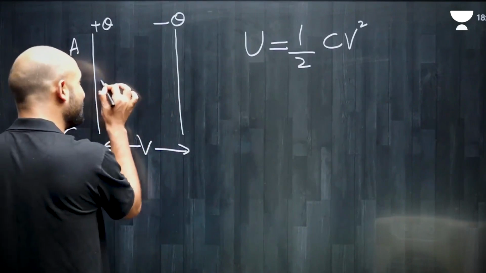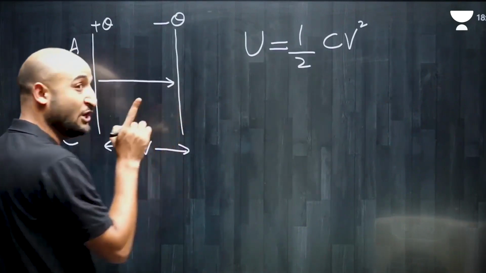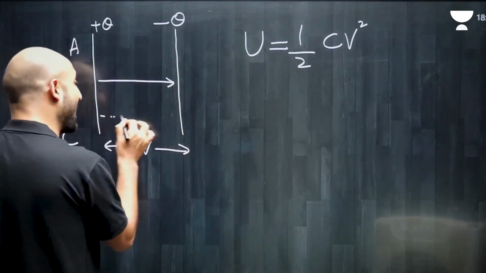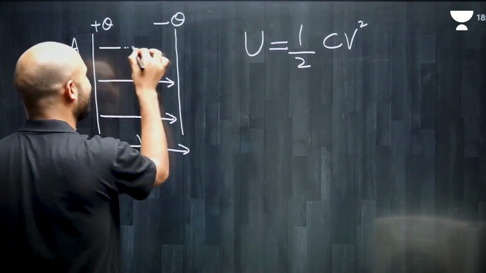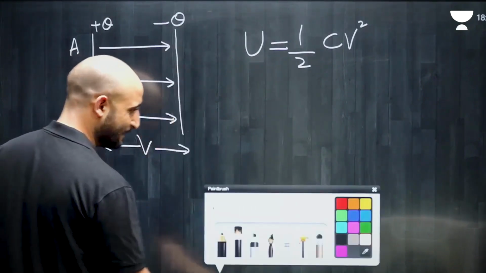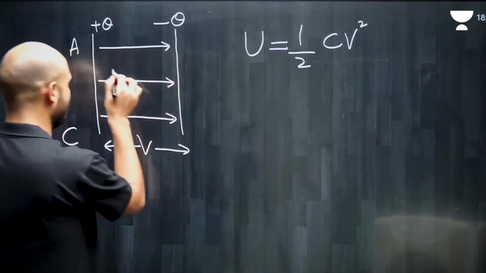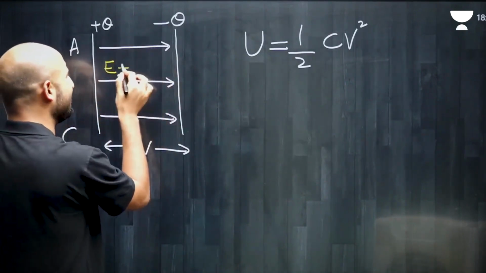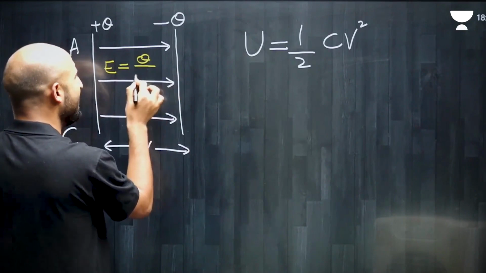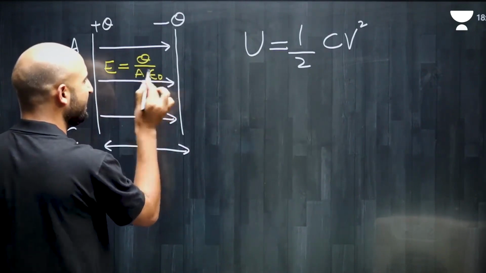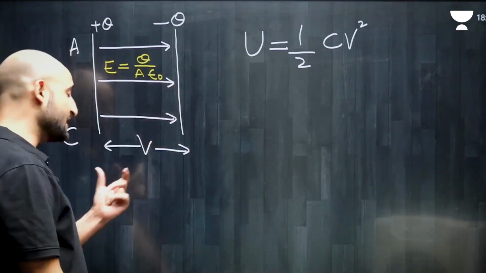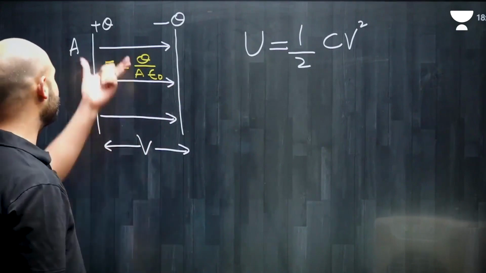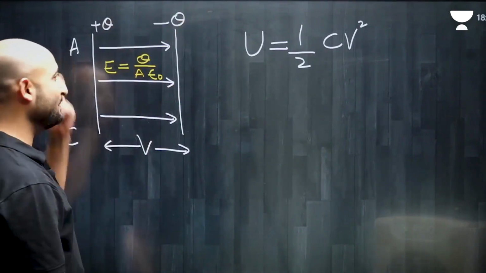Electric field between the plates of the capacitor is going to be a uniform field. I can show it by parallel and equidistant lines. That's the electric field here, and it is E equal to sigma by epsilon naught, or I can write it as Q divided by A epsilon naught. Potential difference is V, capacitance is C, charge on the plates is Q, and area of the plate is A.